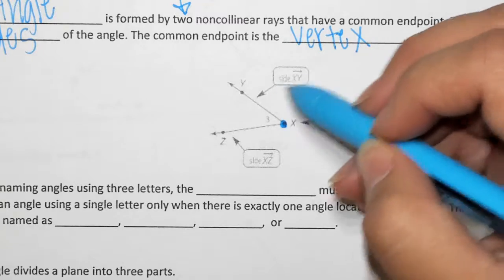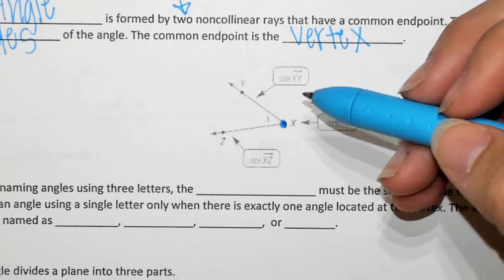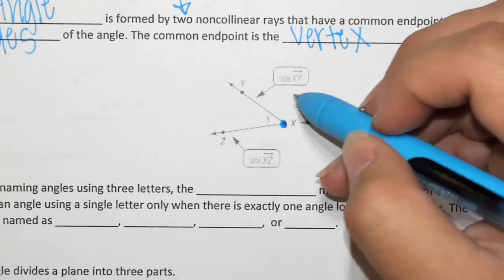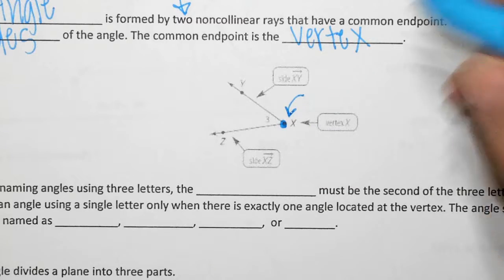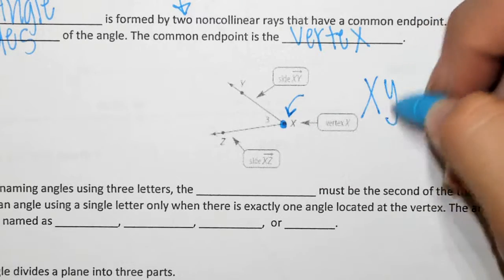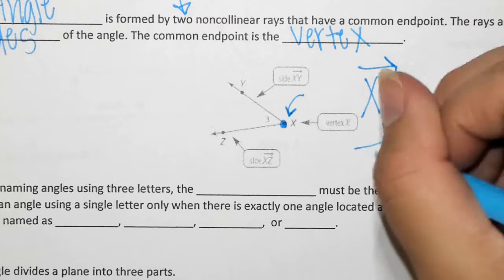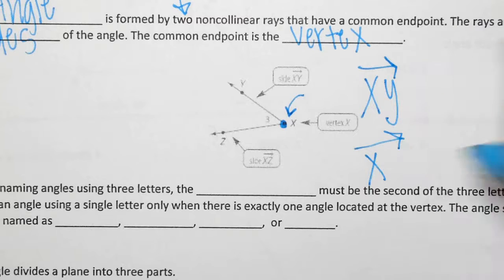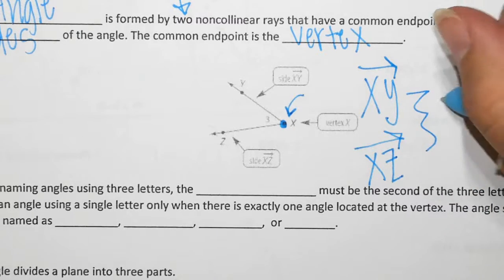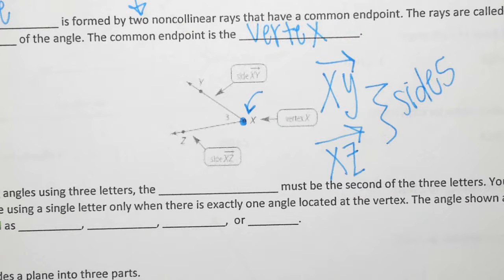So how many sides do we have? Two. So how do we name these rays? Well, remember, you have to start at the vertex. So one ray is XY, and the other ray is X what? XZ. These are both of the sides of the angle.